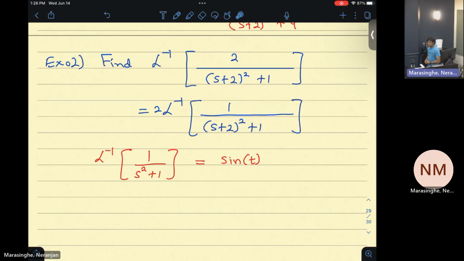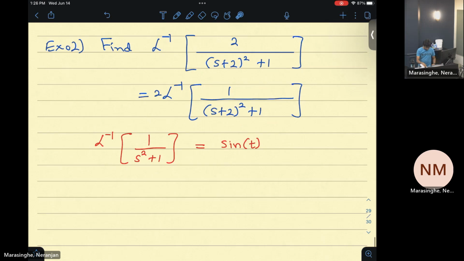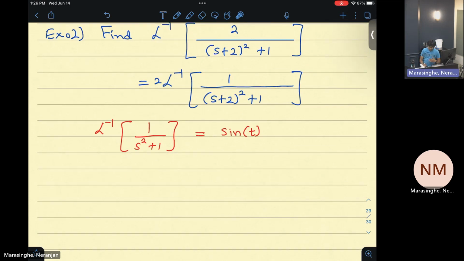So how to get 1 divided by s plus 2 square plus 1 out of this expression? What do you have to do? Yeah. Instead of s, you have to substitute s plus 2. S minus minus 2. Okay. Right. So what would you have to do in the time domain to have this expression? You need s plus 2 in your denominator. To get that, what is the thing that you have to do in the time domain? You need to multiply sine t by some exponential, right?